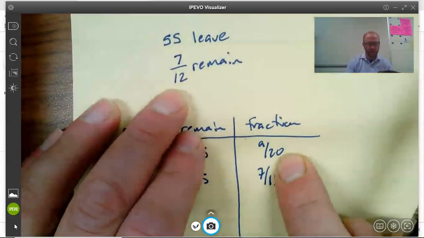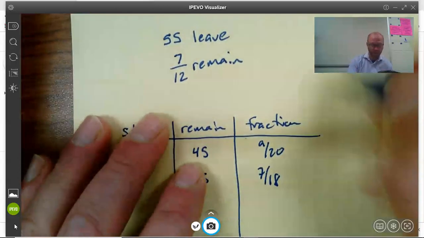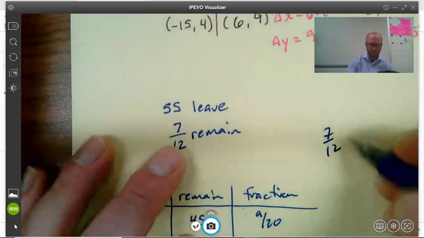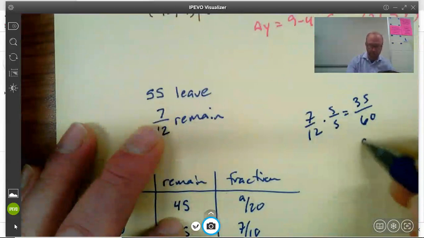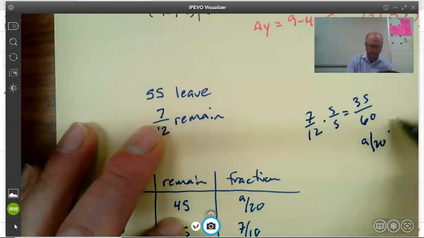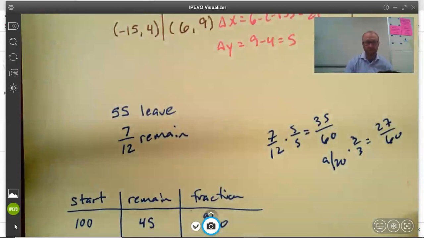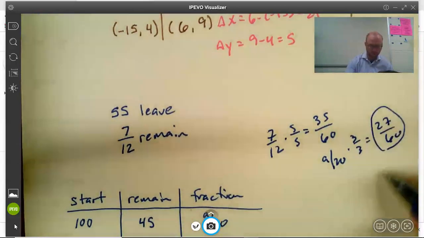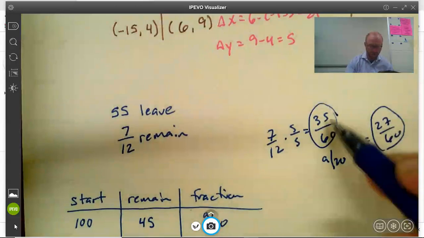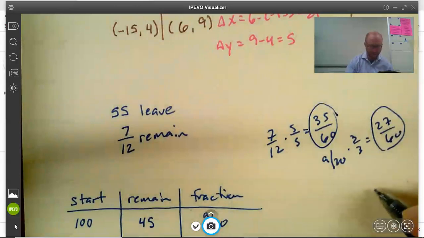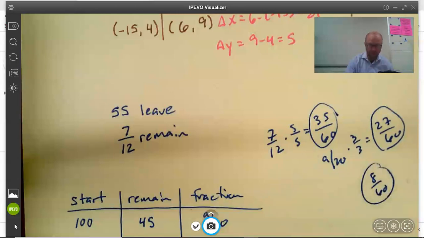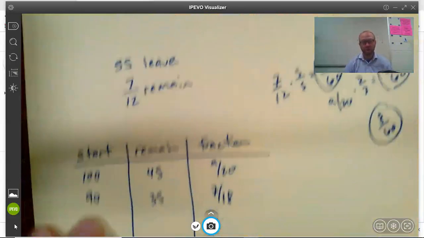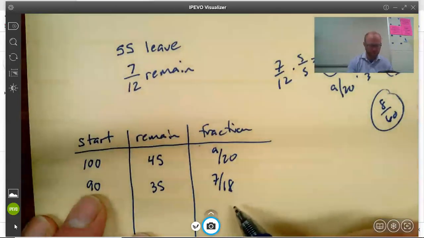For 12 and 20, a common denominator would be 60. 7/12ths, we'd multiply by 5 over 5, that's 35 out of 60, versus 9/20ths, which we multiply by 3 over 3, giving us 27 over 60. So 27 to 35 is 8/60ths off.